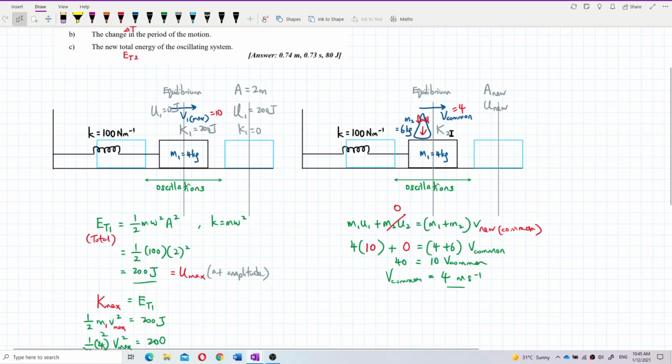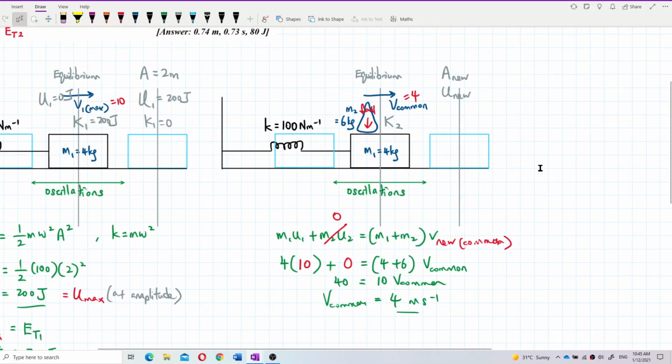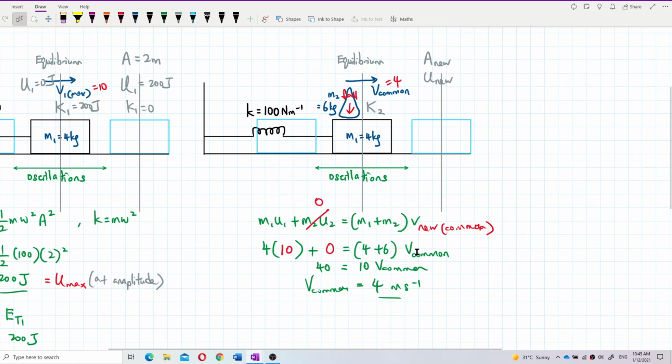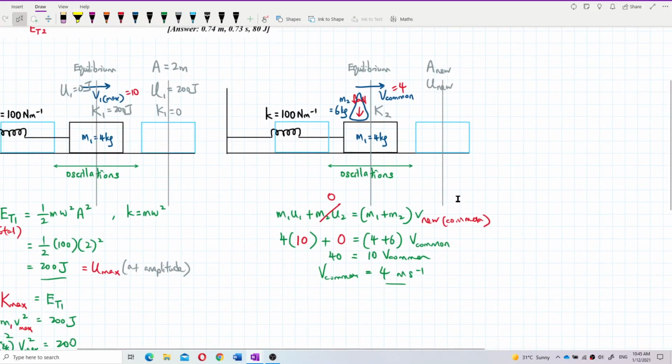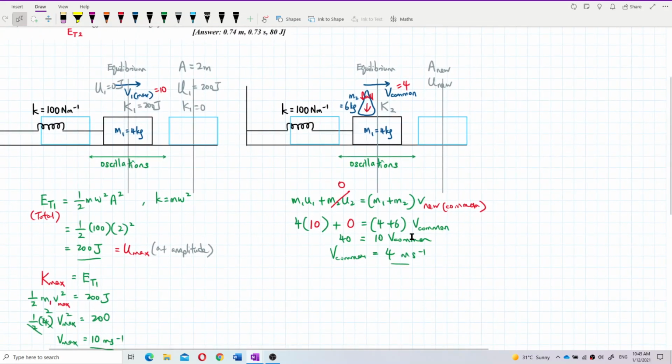So now we need to find the new amplitude. Last time the amplitude was 2 meter. So what's the new amplitude? Let's find out the kinetic energy. We can say this common velocity is the maximum velocity because this is at equilibrium.